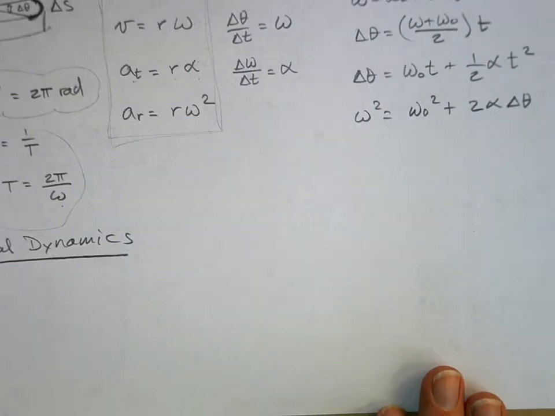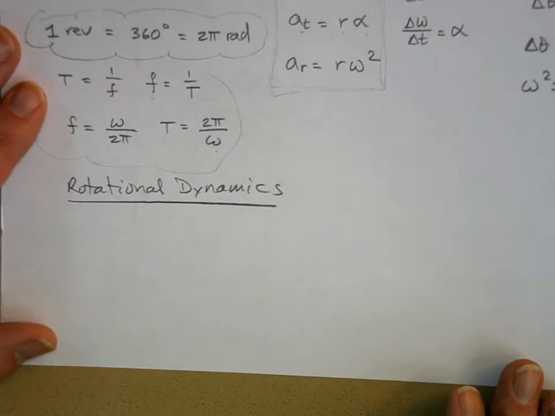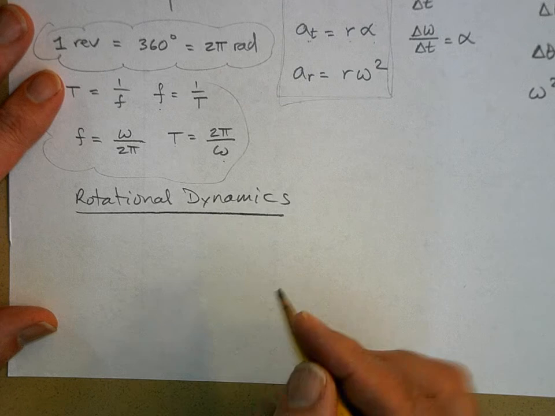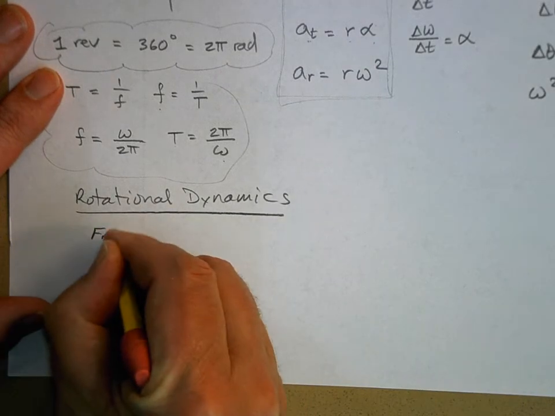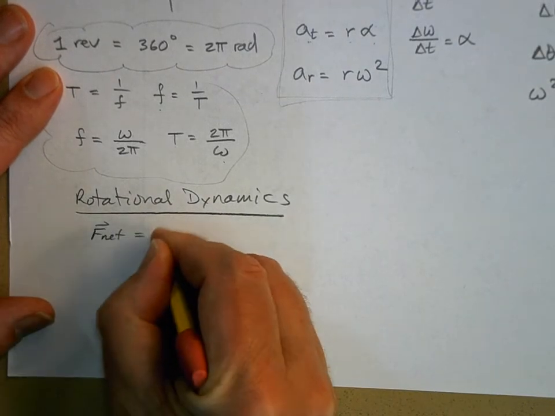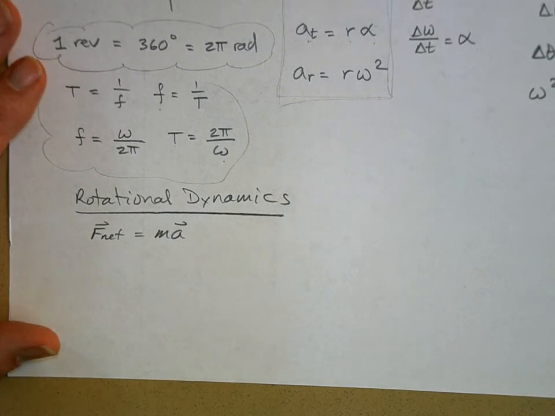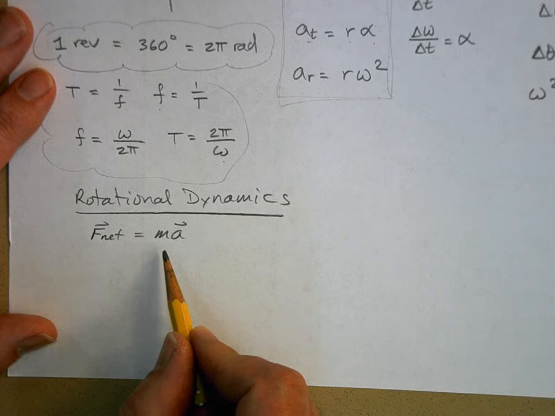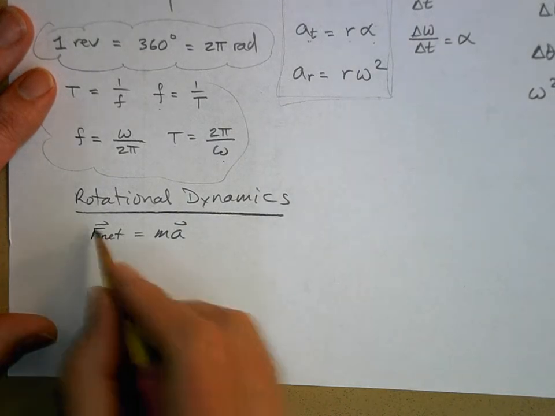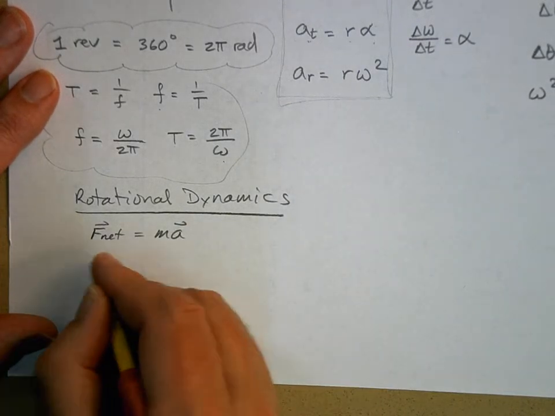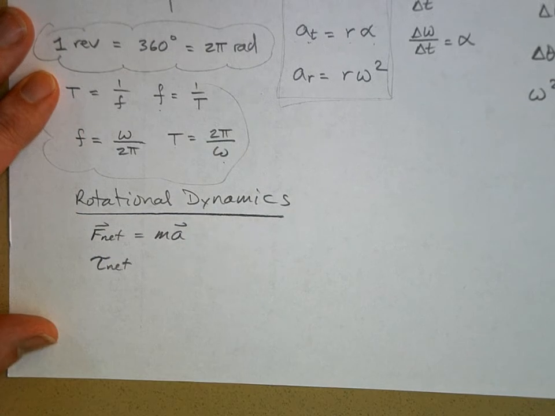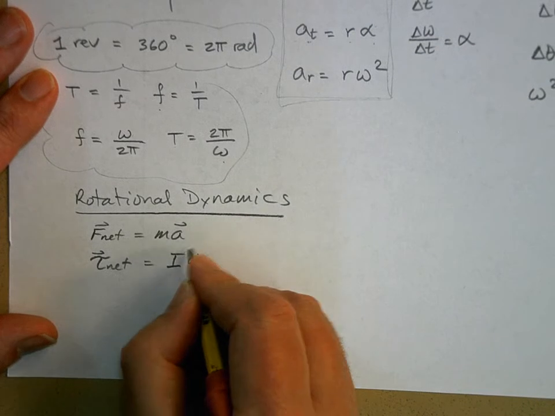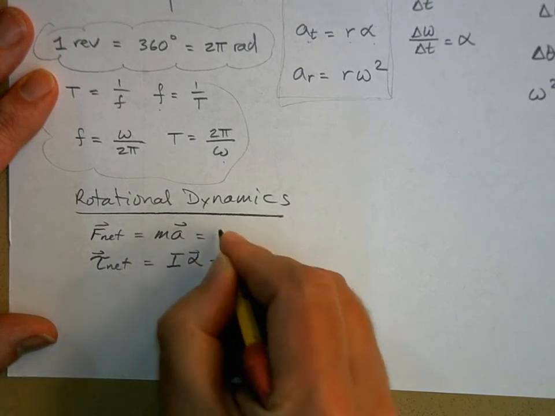Okay, well, in rotational dynamics, I should say, well, look, we had net force equals mass times acceleration. Well, this was translational dynamics, or linear dynamics. Now we're going to have the net torque is equal to I alpha. Now this was the sum.